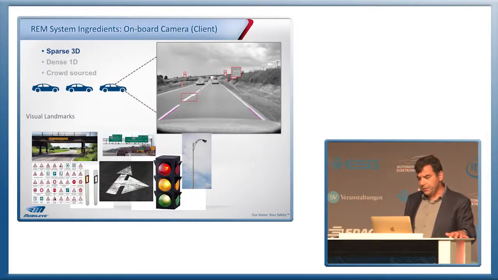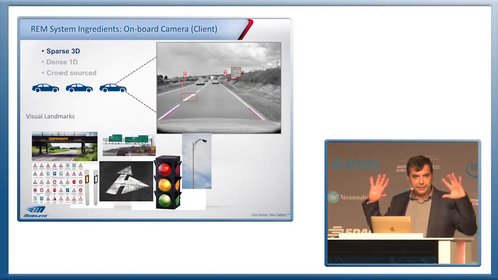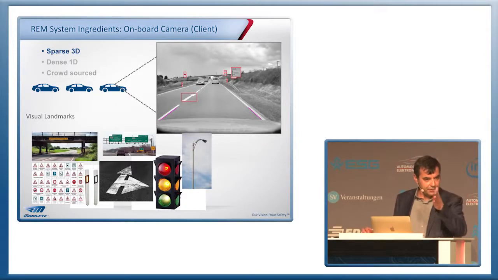So the idea is to build a concept where the 3D is sparse. Sparse meaning that we're looking only for landmarks. We're not representing 3D in a detailed manner. And we're representing the road. The road is a one-dimensional type of information. The lanes are one-dimensional information, and those we represent in a dense manner. And therefore, we can put this together in a very, very low bandwidth, this 10 kilobytes per kilometer.